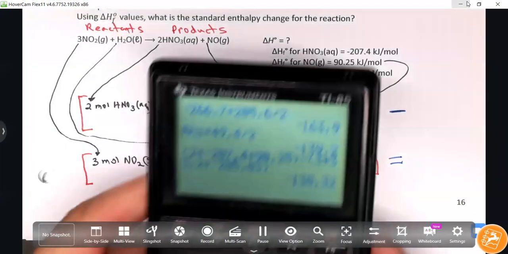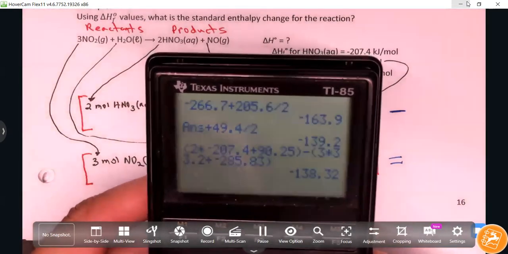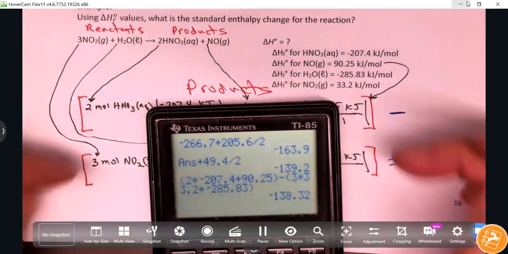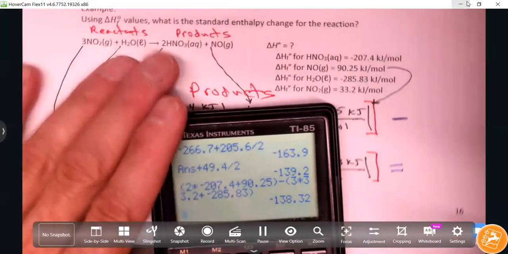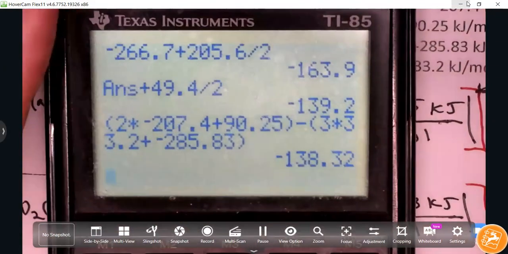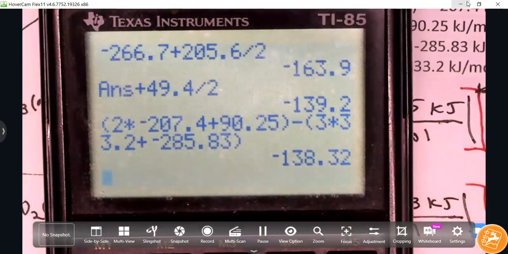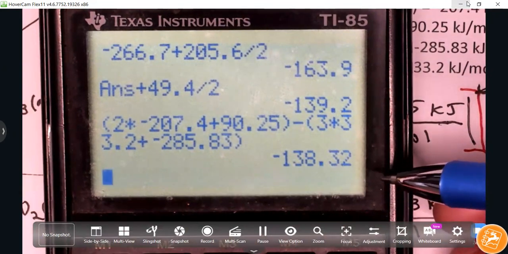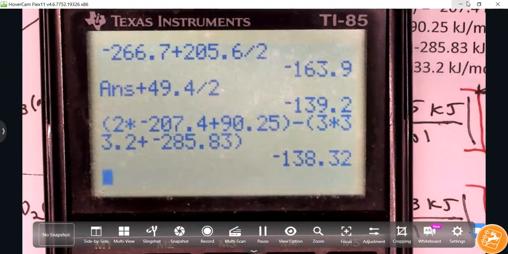And I did just put in parentheses in my calculator for the products minus reactants. So I only used parentheses in my calculator where I have them in red, the brackets. And it'll do it in one step without writing everything else down. So you should get negative 138.32. Yeah, it's negative 138.32. Good.